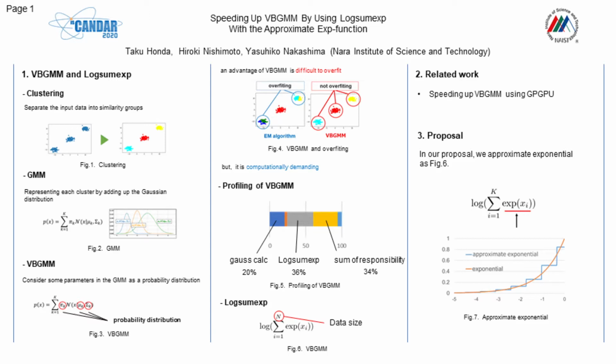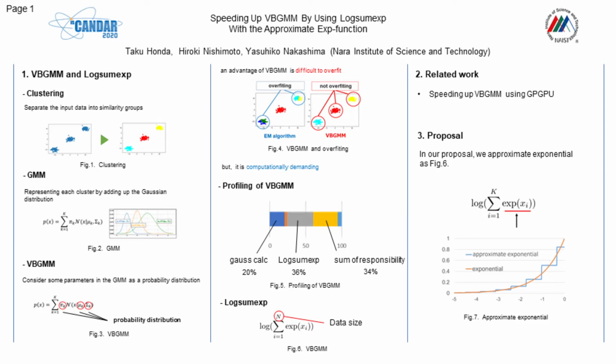First section is VBGMM and logarithm exponential. First, I will explain about clustering. Clustering is the task of grouping input data into similar ones, as shown in Figure 1. One of the famous methods of clustering is GMM. In GMM, each group is represented by adding up the Gaussian distribution like Figure 2.